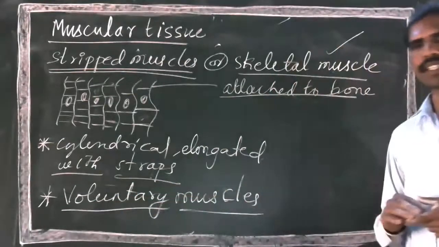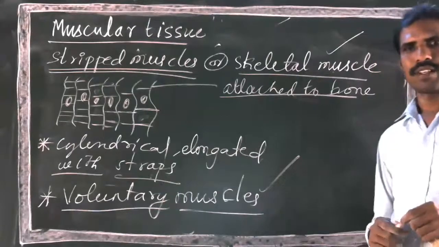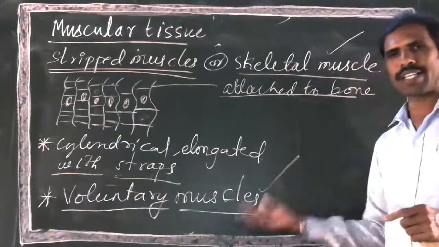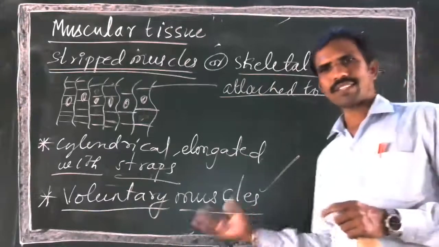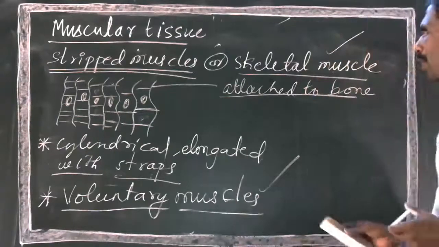So I hope you are clear. What are voluntary activities? Walking, running, that is called voluntary activity, which is in our control. I hope you understood this.